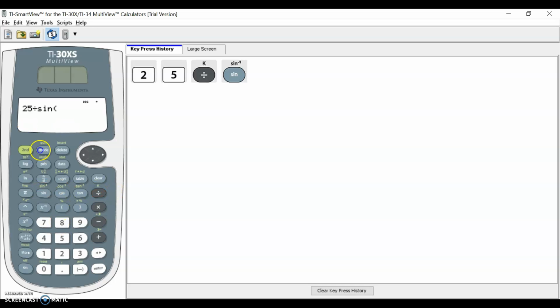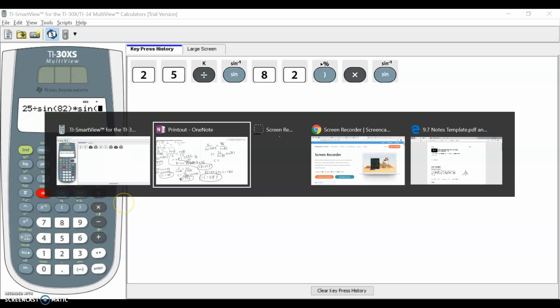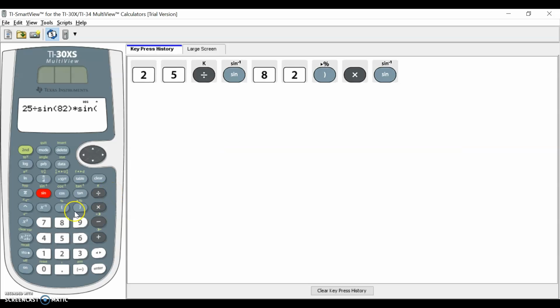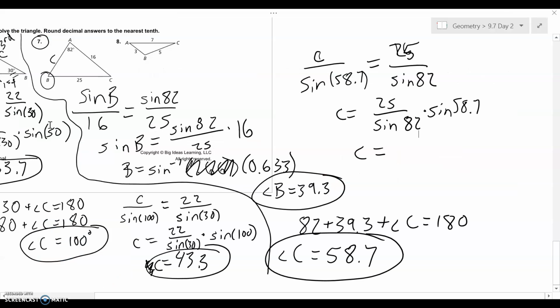divided by the sine of 82 times the sine of, let's just check to make sure I get that angle measure right, 58.7. So I'll go back here, punch in my 58.7 and hit enter. And that gives me 21.5, or actually rounding up 21.6. So I'll pencil that in for C, 21.6, and we'll call the triangle solved.